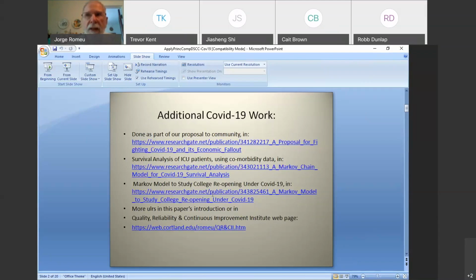the principal components. But we also have a paper dealing with survival analysis using covariates. We have a Markov model to study college reopening. We have a model about racial impacts of minorities and so forth. You can find all those URLs in the paper or in our webpage, which is in the bottom of this screen here.